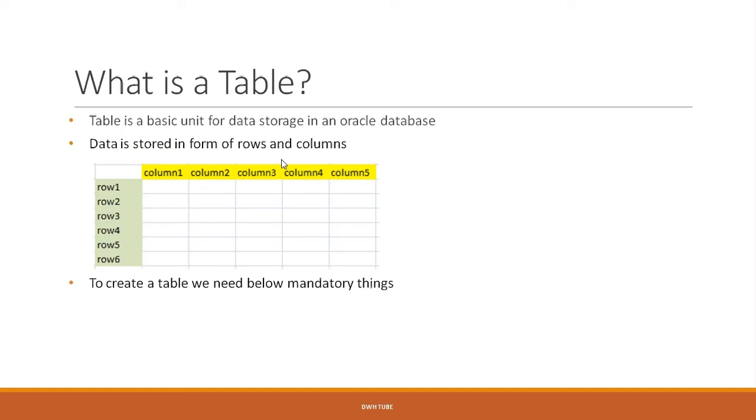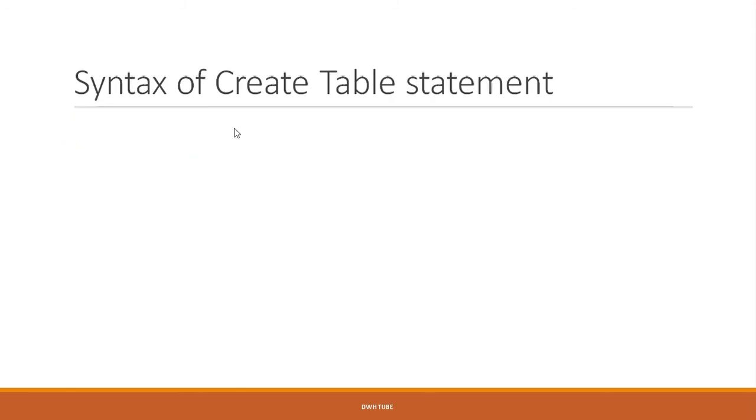When we create this table, there are three mandatory things that we need to have. First is a table name, so that we can use that table name to retrieve data, right? Then column names, to know which columns belong to that table, and then data types for each column, to signify what type of data that particular column is going to have, right? Okay, let us check on the syntax of the create table statement.